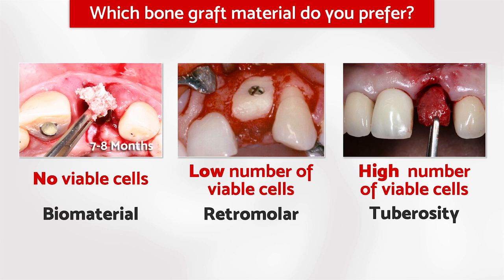And according to the literature, when we use biomaterial, we can wait between 7 and 8 months before we go to the next step. That can be implant installation or implant uncovering. Bone graft from the retromolar area, we should wait between 5 and 6 months. Bone graft from the tuberosity, we only wait between 3 and 4 months before we go to the next step. What's next? To take the impression and to make the final restoration.